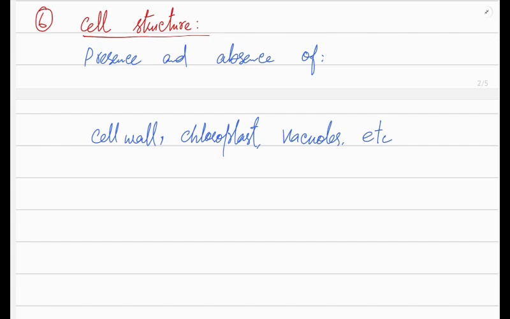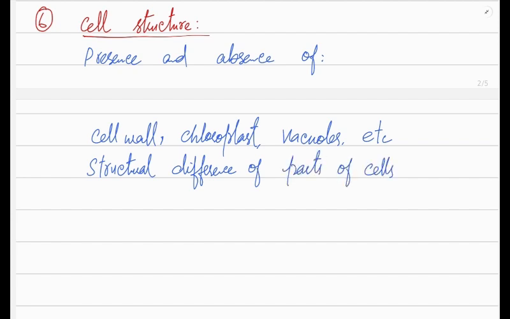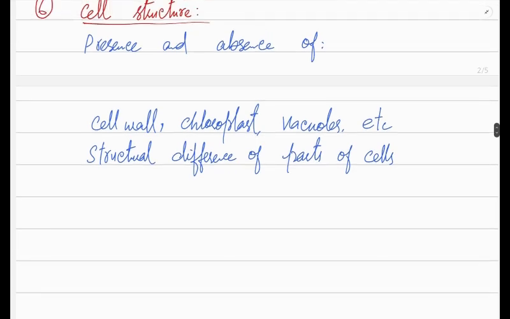So in plant cells, we can divide them into groups. The cells which have cell wall are in one group. The cells which do not have cell wall are in another. Another basis is structural difference of parts of the cell. Like in plants, cell wall is made of cellulose, but in fungi, cell wall is not made of cellulose. In the same way, in bacteria, cell wall is not made of cellulose, it is made of peptidoglycans. So in the same way, we can differentiate the organisms on the basis of presence and absence of some structures.